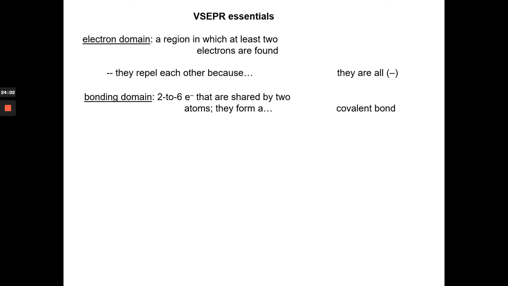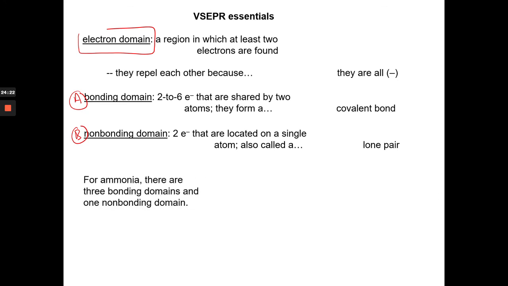The other type of electron domain would be what we call a non-bonding domain. 2 electrons on a single atom, we call that a lone pair. So electron domain is either bonding or non-bonding. Those are the two things they could be. Now, for ammonia, NH3, there are 3 bonding domains and 1 non-bonding domain. The lone pair is the non-bonding domain.